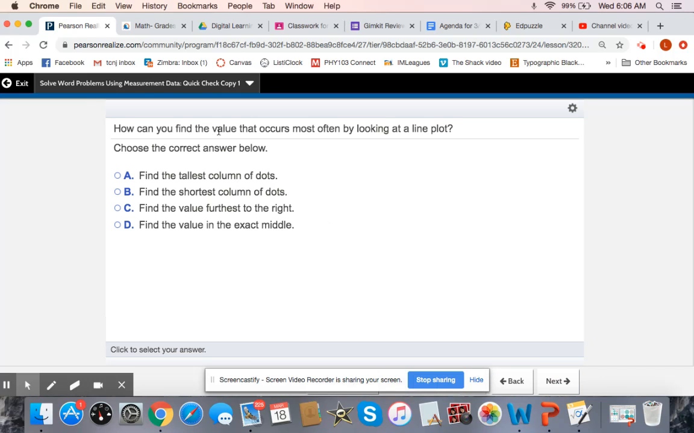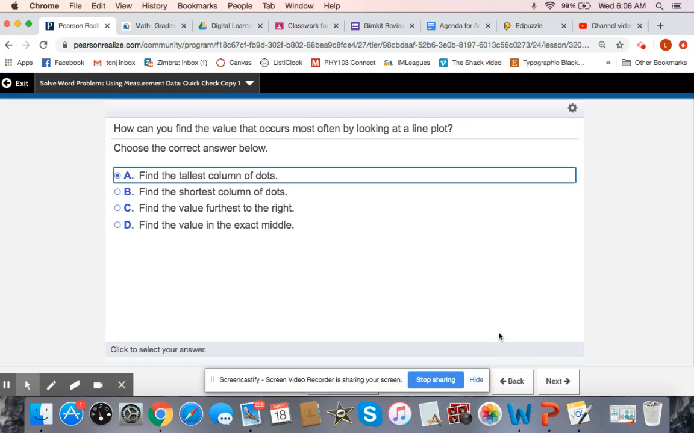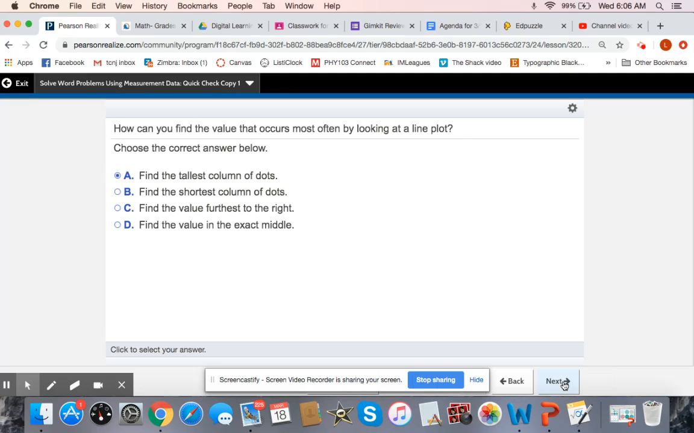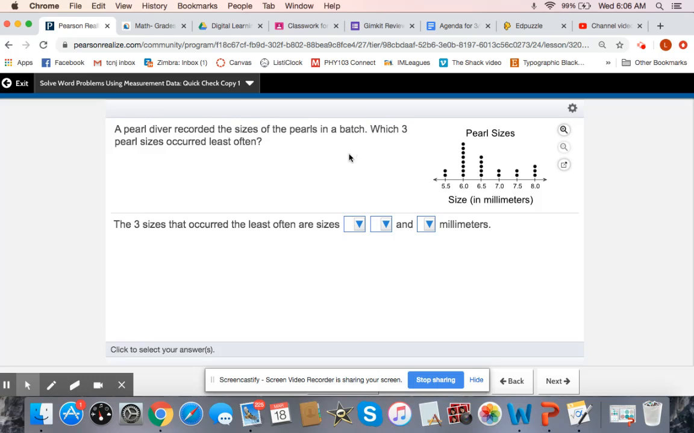Next one, how can you find the value that occurs most often? Not the shortest column, not the farthest to the right, not in the middle, but the tallest column is the value that occurs most often. This one says, which 3 pearl sizes occur least often, which means not the tallest, but the shortest columns. So these 3, I see 5.5, I see 7, and I see 7.5.